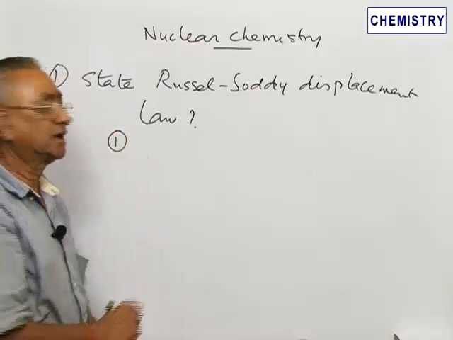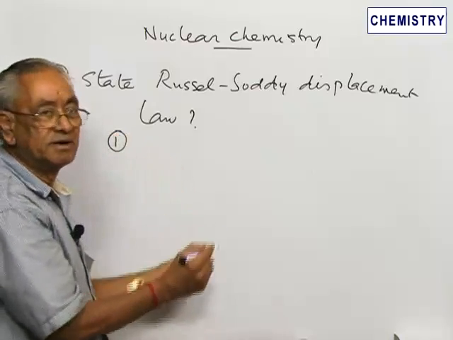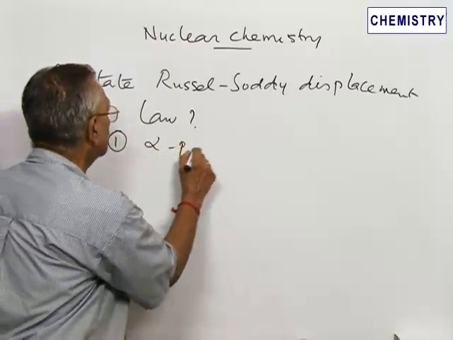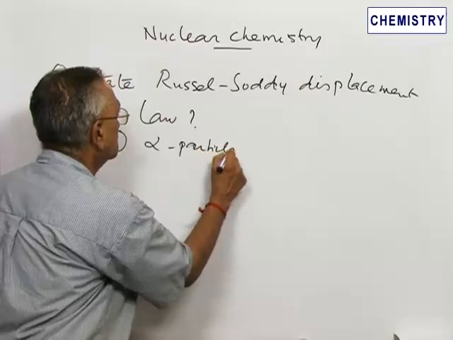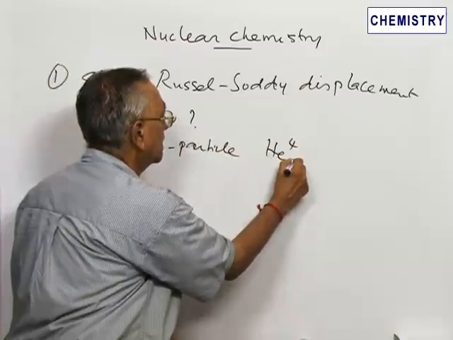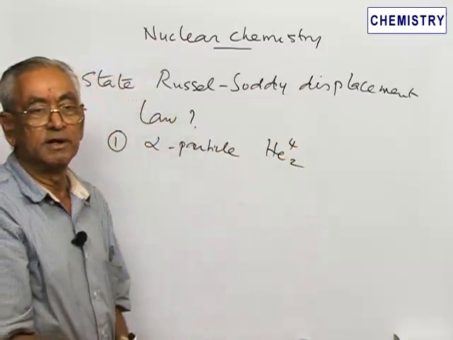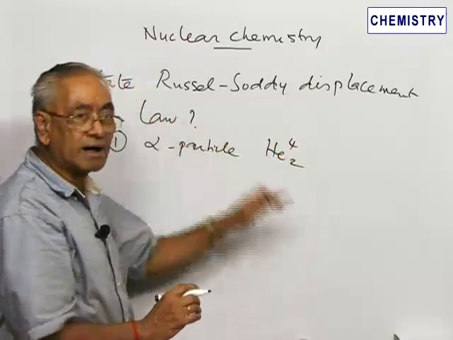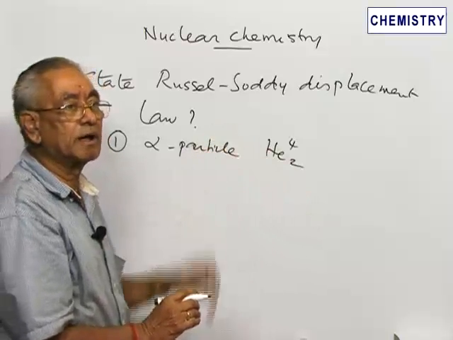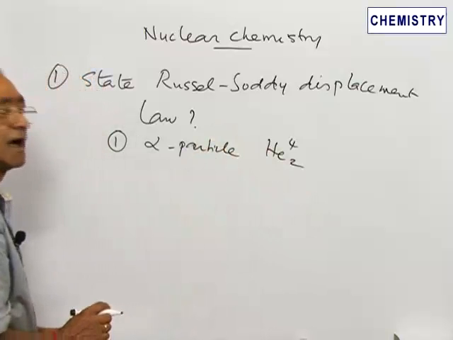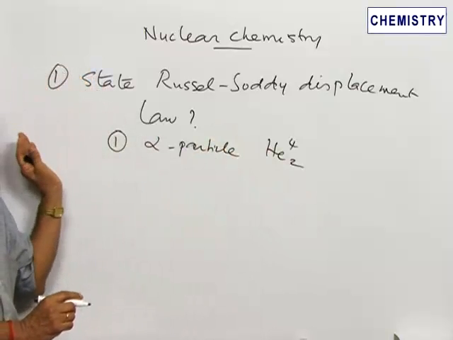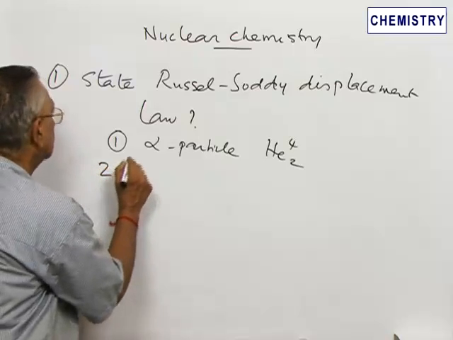One law says that when a radioactive species emits an alpha particle, that is, there is a loss of an alpha particle, which as we know is a helium nucleus, it loses mass by about 4 units and loses charge by about 2 units. As a result, the element is shifted 2 positions towards the left. This is the first law.